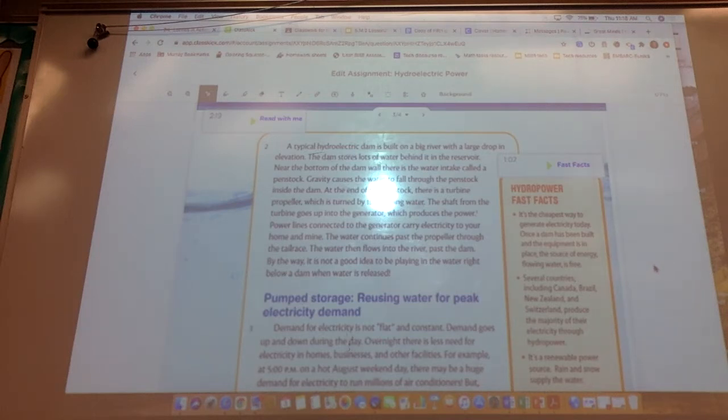The shaft from the turbine goes up into the generator, which produces the power. Power lines connected to the generator carry electricity to your home and mine. The water then flows into the river, past the dam. By the way, it is not a good idea to be playing with the water right below a dam when water is released.